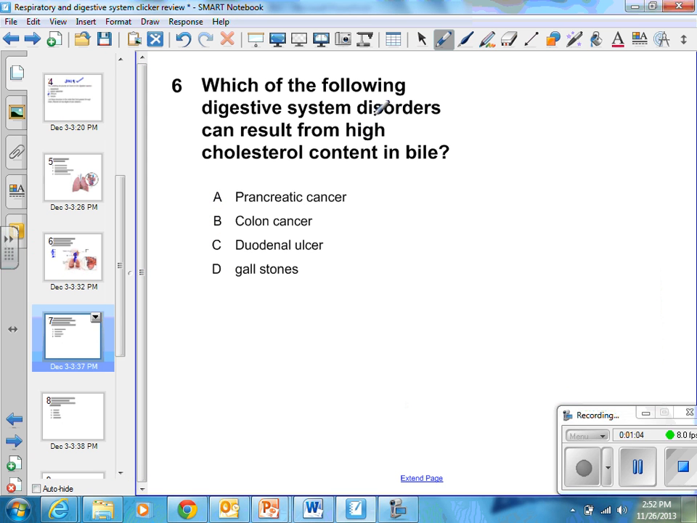Which of the following digestive system disorders can result from a high cholesterol content in bile? It's your gallstones.